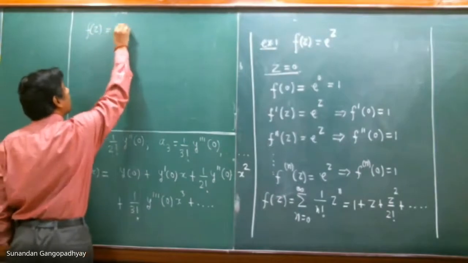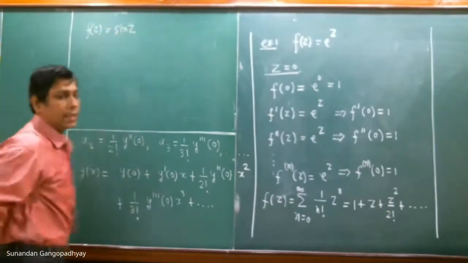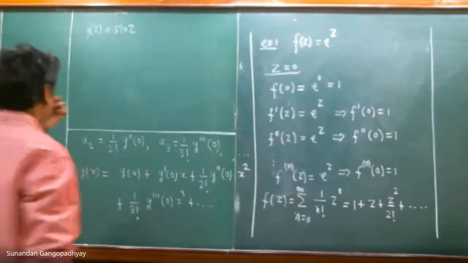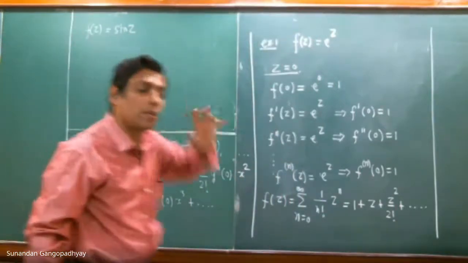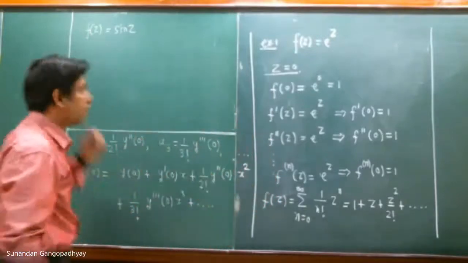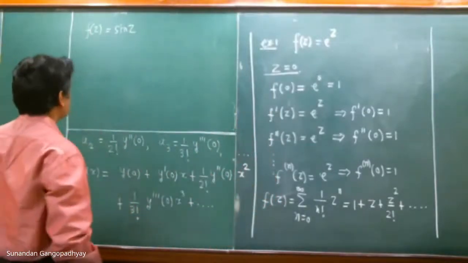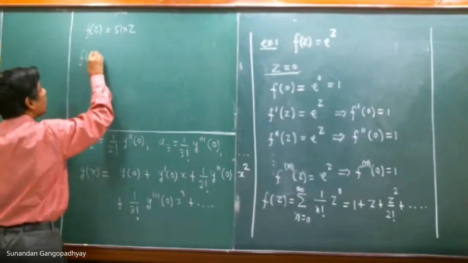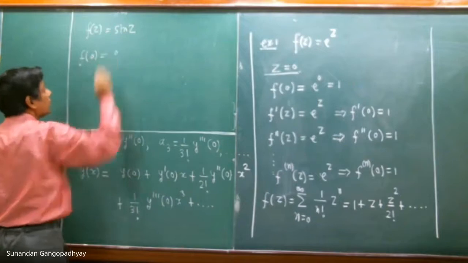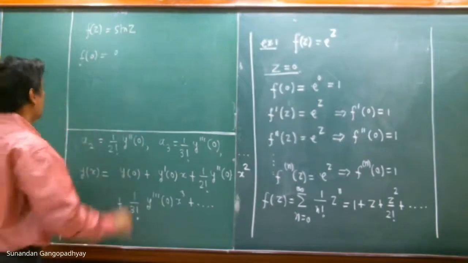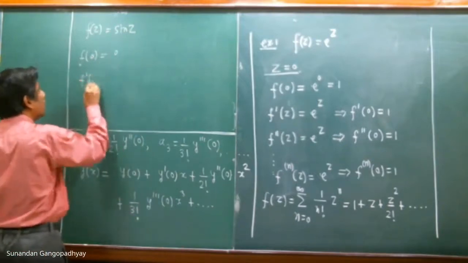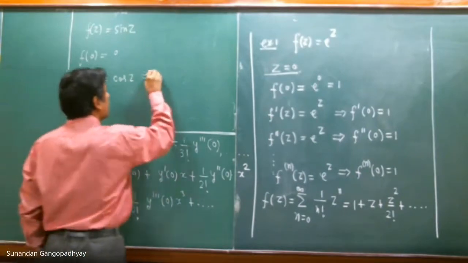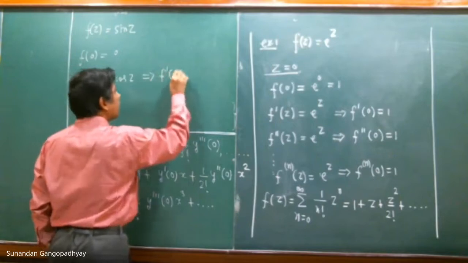Let us take f of z is equal to sine z, and let us expand it. We already know the expansion of sine z, but let us now do it and see what we get. What is f of 0? It is 0. What is f prime z? It is cosine of z, which implies f prime of 0 is 1.